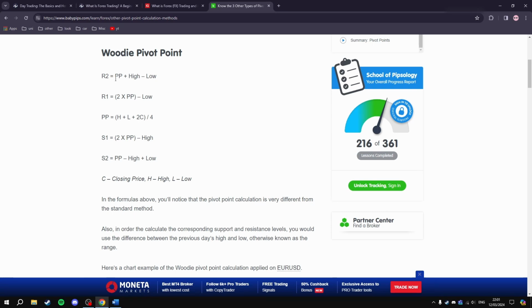Resistance 2 equals pivot point plus high minus low. Resistance 1 is 2 times pivot point minus low. Pivot point is high plus low plus 2 times C, which is the closing price, divided by 4. Support 1 is equal to 2 times pivot point minus high. Support 2 is pivot point minus high plus low. In the formulas above, you'll notice that the pivot point calculation is very different from the standard method.